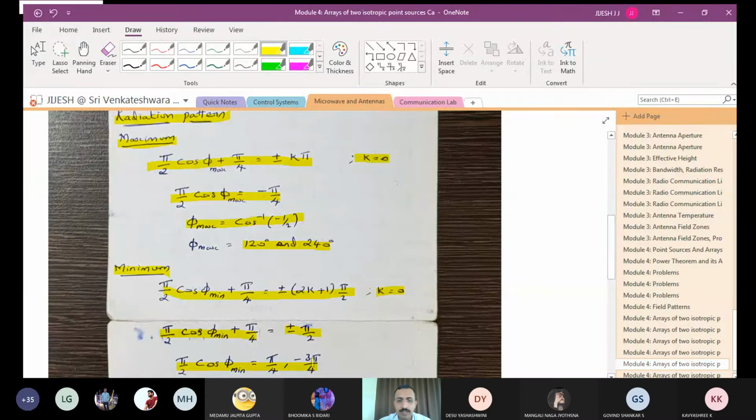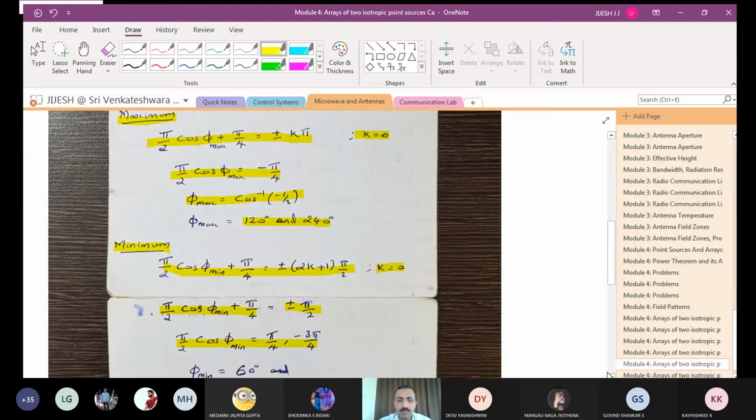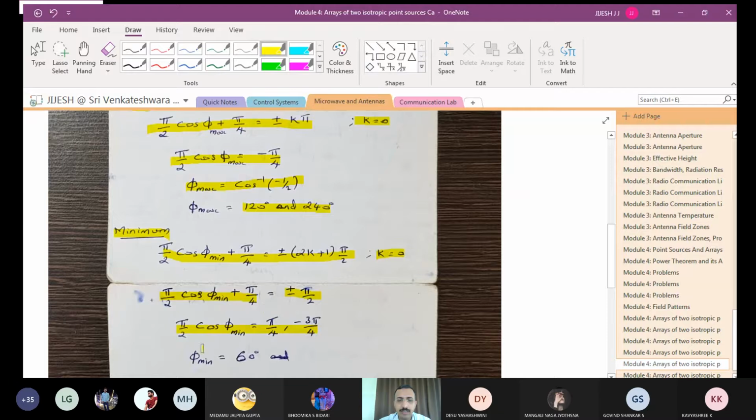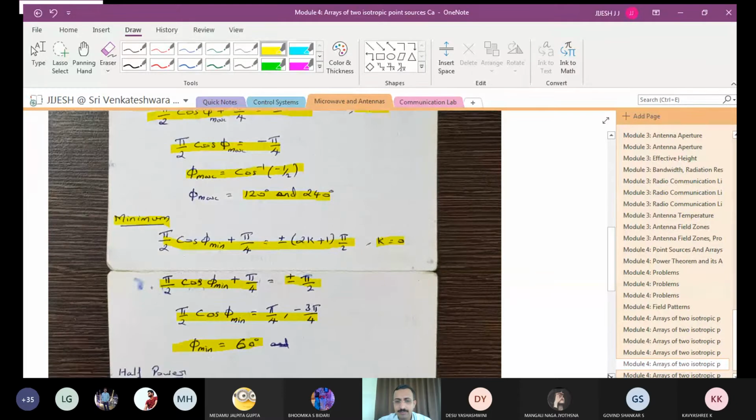You can solve it as pi by 4 or minus 3 pi by 4. So when we find that, you will get phi minimum is equal to 60 degree. So minimum value means at 60 degree you are going to get the minimum pattern. So maximum you have obtained at 120 and 240, and you are going to get phi minimum as 60 degree. So now we can plot the values for maxima and minimum.